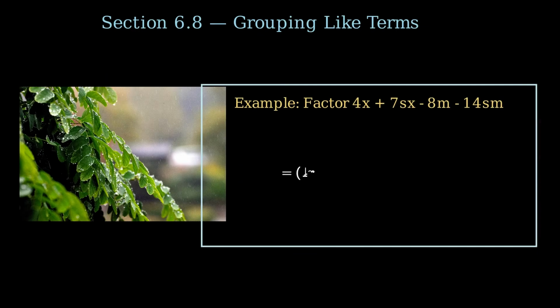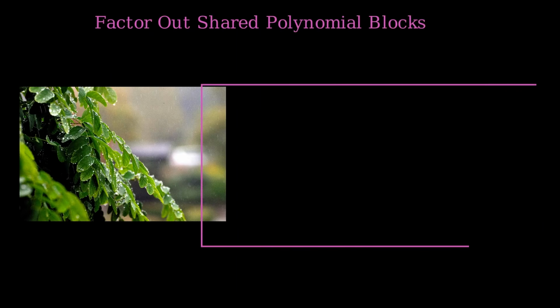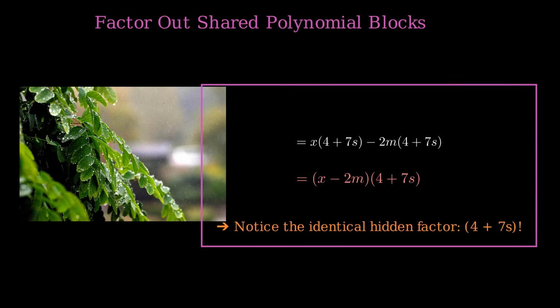Sometimes you need to group terms together before you can see any common factors. Let's factor this expression by grouping: 4x plus 7sx minus 8m minus 14sm. First, let's group the first two terms and the last two terms together in parentheses. Next, factor out the common factors from each group. The first group has a common factor of x, leaving 4 plus 7s. The second group has a common factor of negative 2m, also leaving 4 plus 7s.